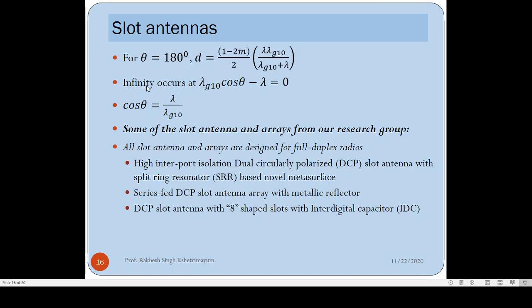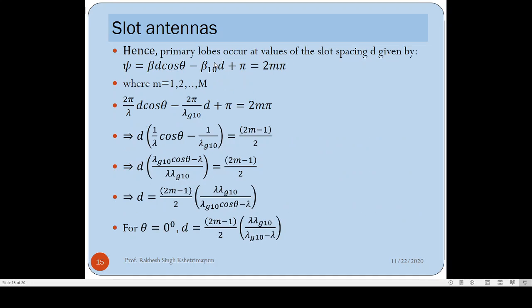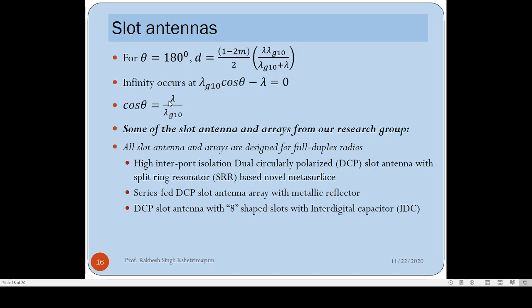You can also observe that d becomes infinite when the term in the denominator is equal to 0: lambda g10 cos theta minus lambda equal to 0. In that case, cos theta will be lambda by lambda g10. So you can find out what cos theta is when the distance between the slots is very far away. So the design for slot spacing d can be done from this analysis. In the slot antenna, we have considered a simple slot antenna, which is a complementary structure of a dipole or wire antenna. We have also considered the slotted waveguide antenna and antenna array. We have found the equivalent circuit, and the design criteria for the slotted waveguide antenna array. So that's all about the slot antenna.